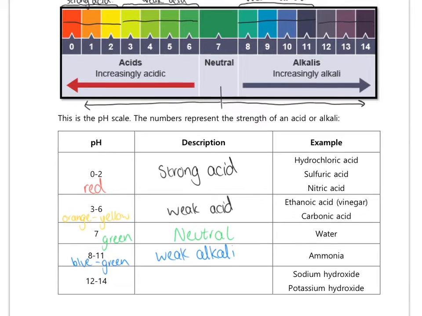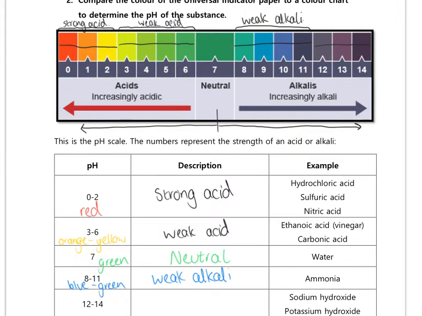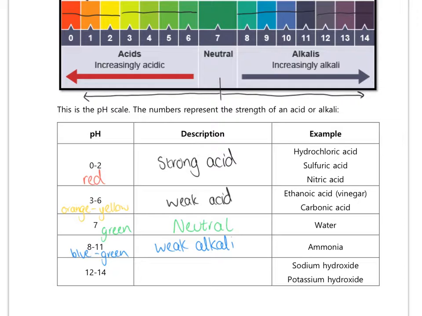And then finally 12 to 14, we can label our pH scale. There's 3 numbers there. That's our strong alkali. We'll fill that in our table here. The description is strong alkali. And the colour of a strong alkali would be your darker blues or your purple. You can see in the final column you've got an example of each category.